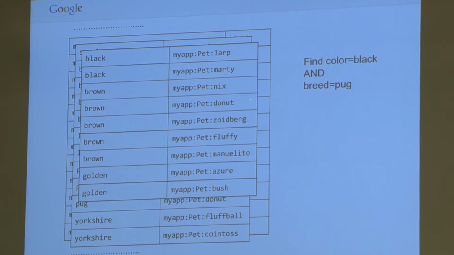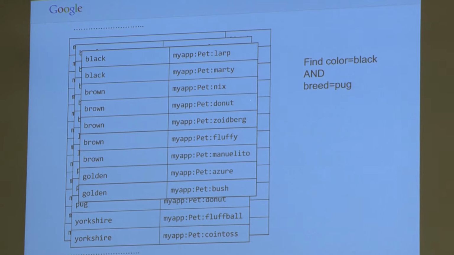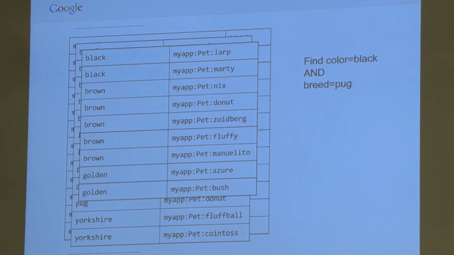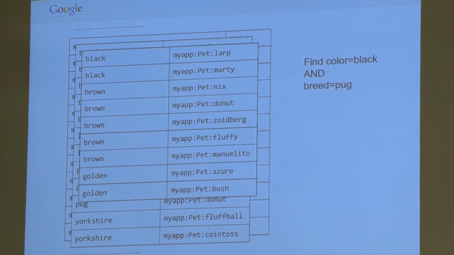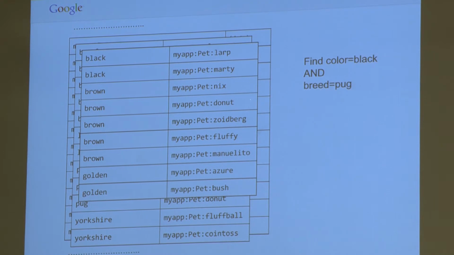What if I want both? I want pugs that are also black. Well, you can't use either of these two tables, right? Because in the first one, not all of the black pugs are necessarily next to each other. They're kind of intermixed with white pugs or whatever. And in the second one, not all of those black pets are pugs.